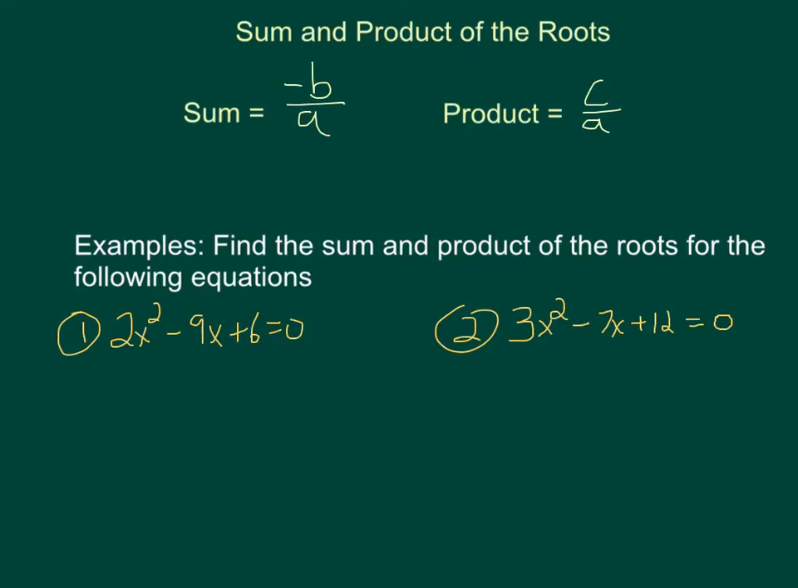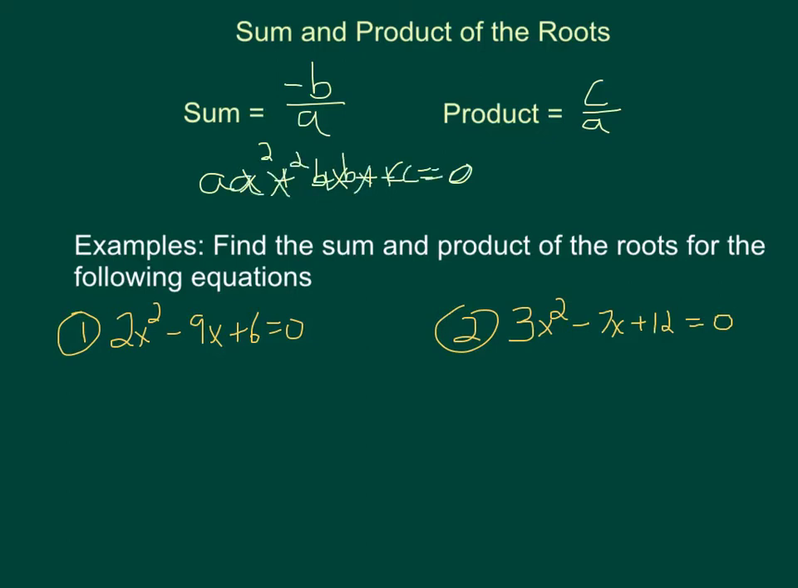Today we're going to take a look at the sum and the product of the roots. The sum of the roots is defined by negative b over a, and the product is c over a. Now, just like with the quadratic formula and just like the discriminant, we find the a, b, and c from the standard form of a quadratic equation, so ax squared plus bx plus c equals 0. So you'll just find a, b, and c just like we have in the past.